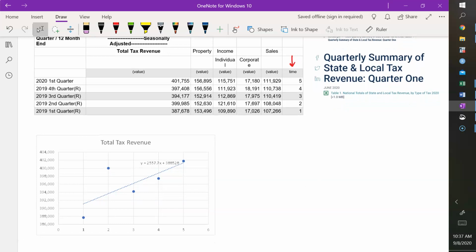So what I plotted over here in the plot is just the seasonally adjusted total tax revenue as compared to time. And notice this is not a good practice. Normally your minimum on the y-axis would be 0 or it would be marked, but this was just an automatic plot that came out of Excel to get us started.